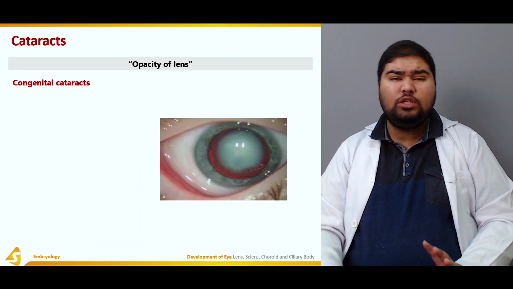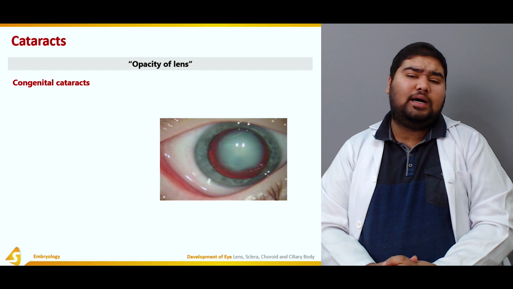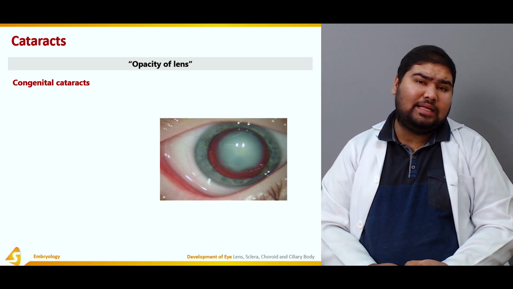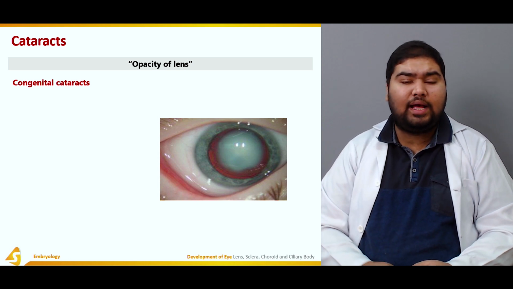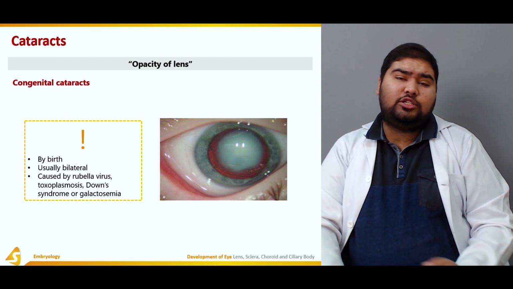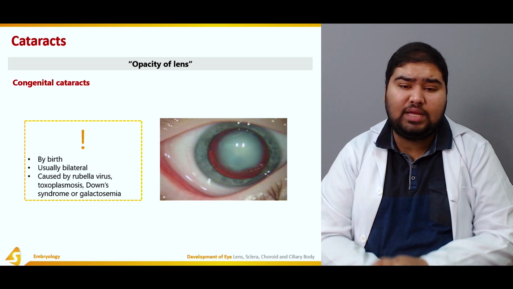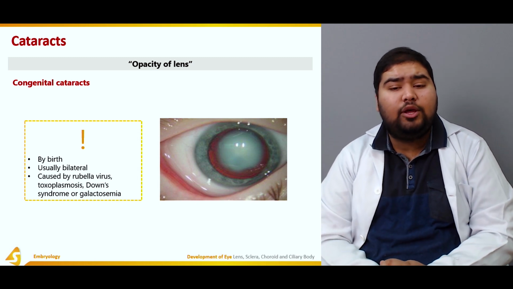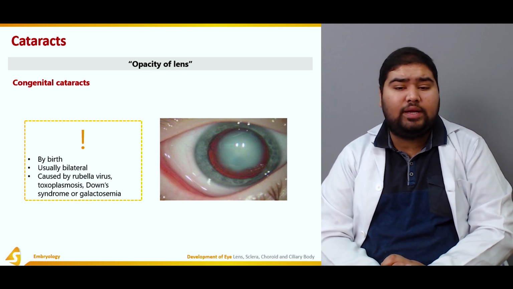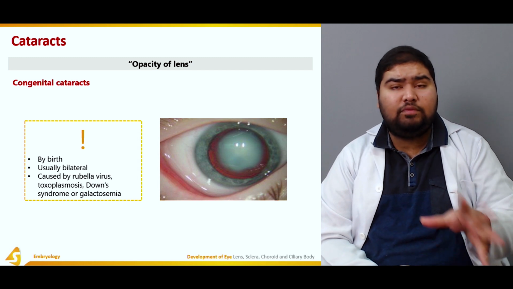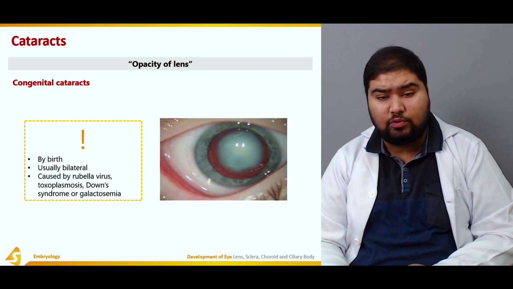So what are the developmental anomalies of the lens? These include cataracts. Cataracts are actually any opacities in the lens. So any opacity in the lens is known as cataract. So we can have congenital cataract. It is present by birth. It is usually bilateral, that is, it involves both the eyes. It may be caused by rubella or toxoplasmosis, Down syndrome, or galactosemia. So these are some of the conditions that can cause congenital bilateral cataracts in newborns.